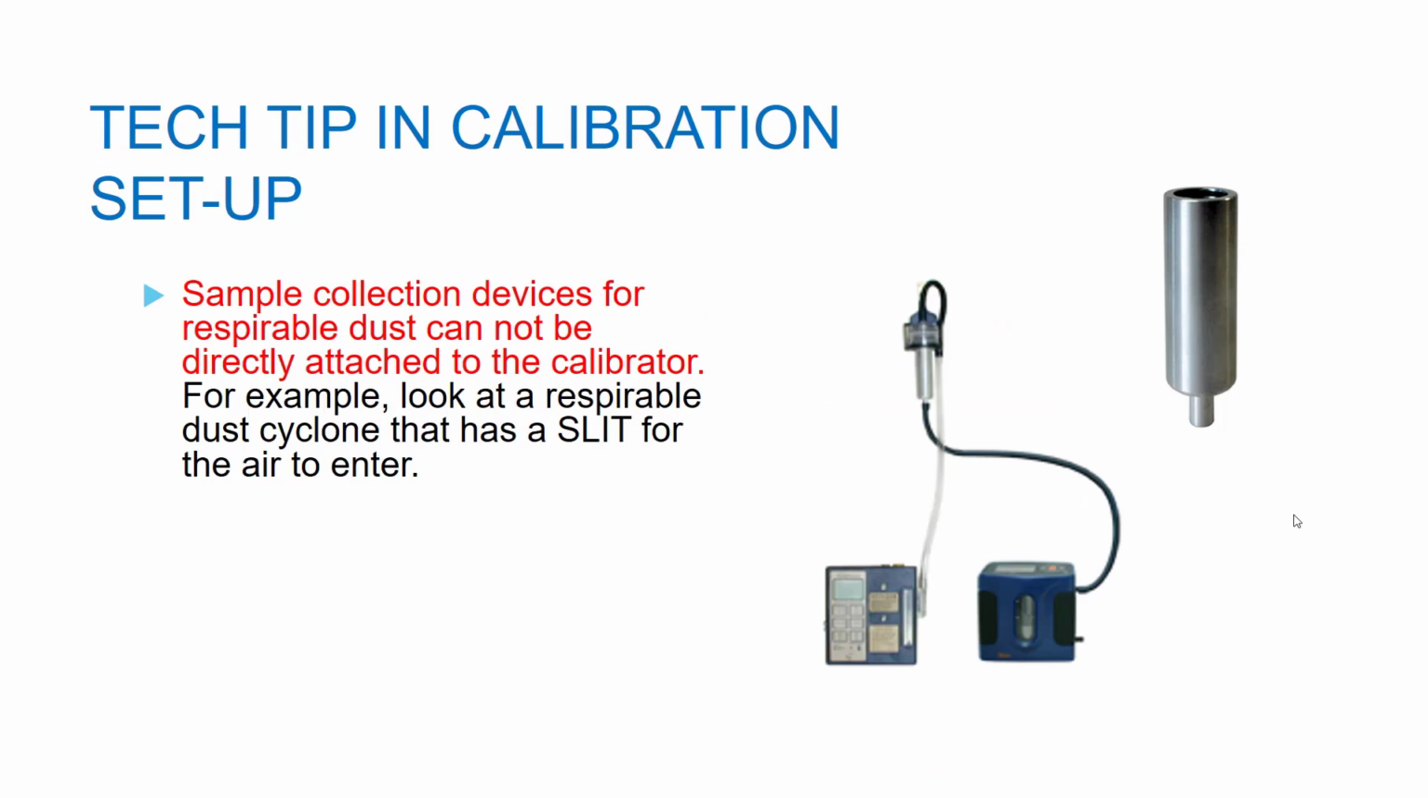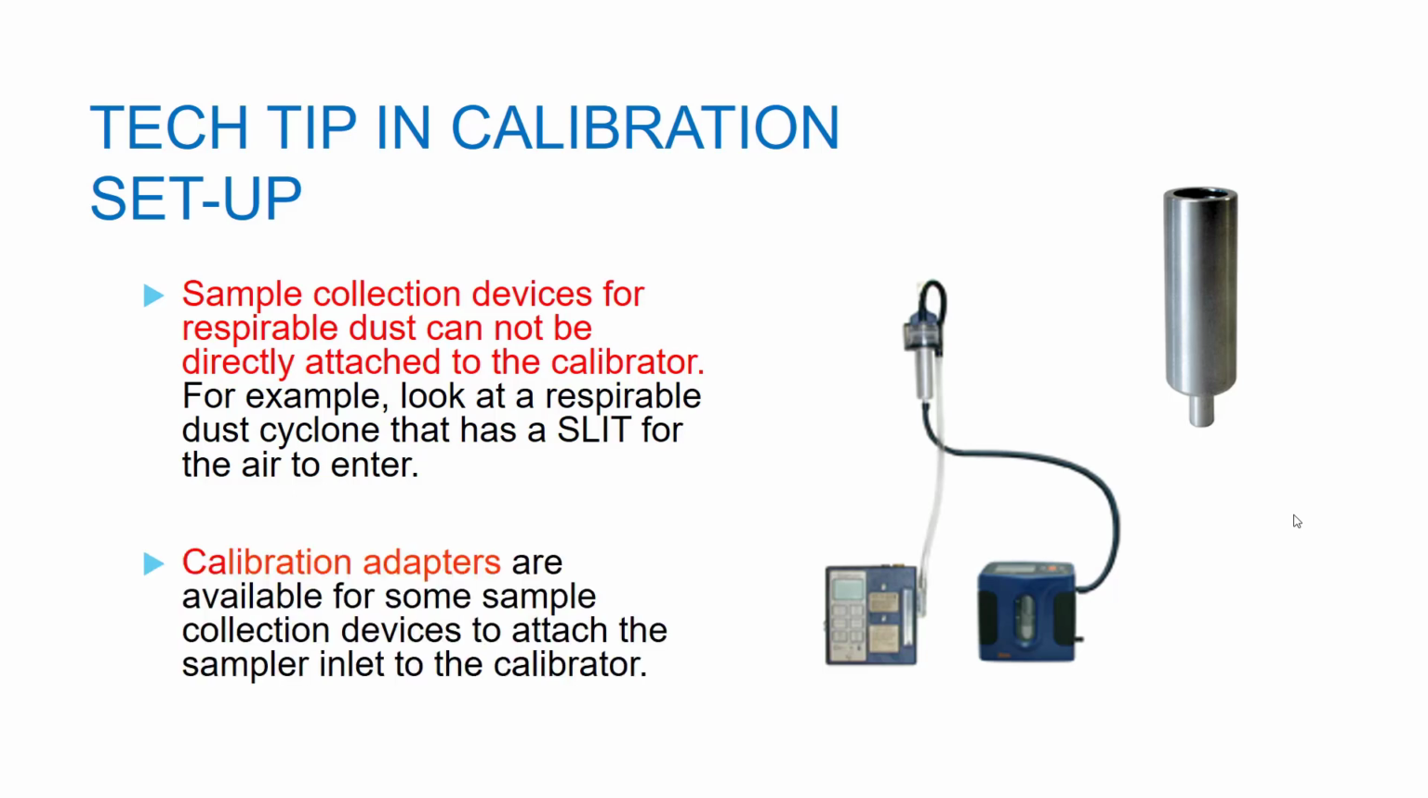Note also that sample collection devices used for respirable dust cannot be attached directly to the calibrator. A respirable dust CYCLONE, for example, has a slit on the side where the air comes in. You can't attach a piece of connecting tubing to a slit. So calibration adapters are available that allow you to easily connect the sample collection device to the pump calibrator to verify the flow rate. These are inexpensive devices, and you just need one or two to use with your calibrators.